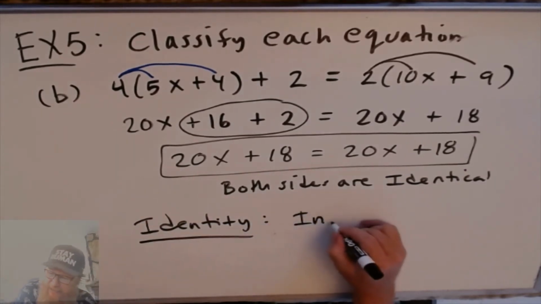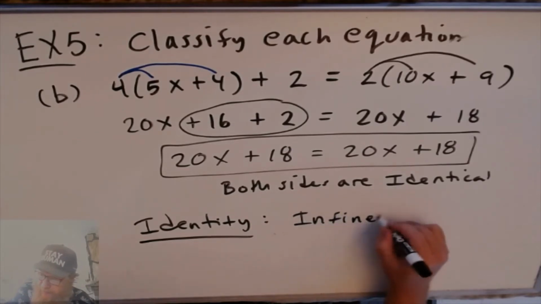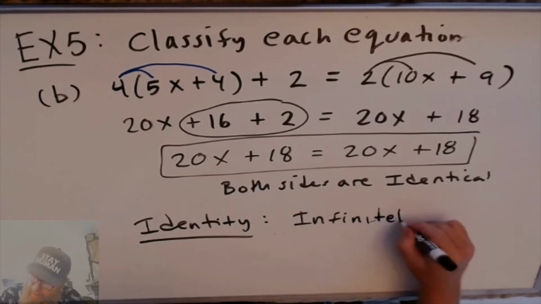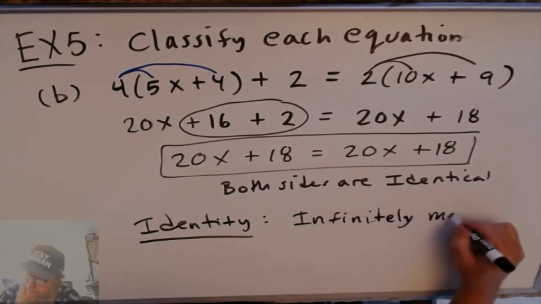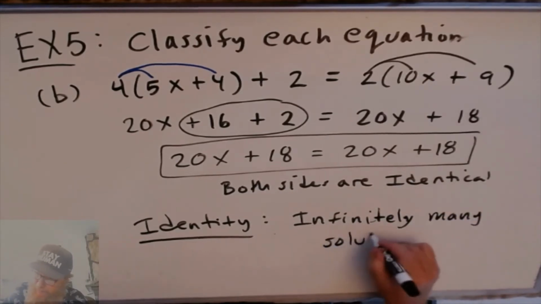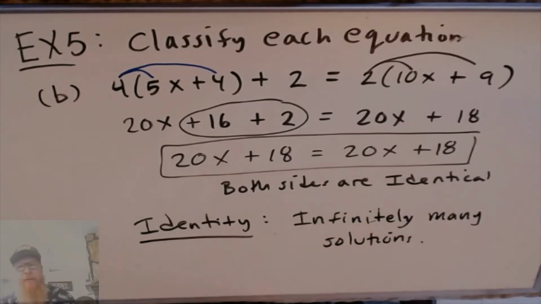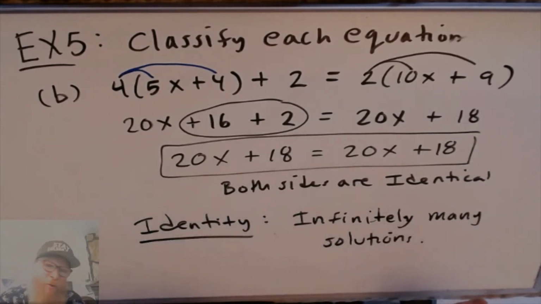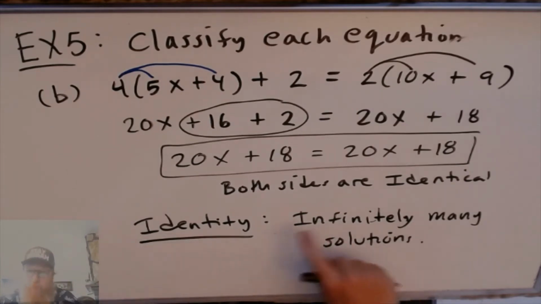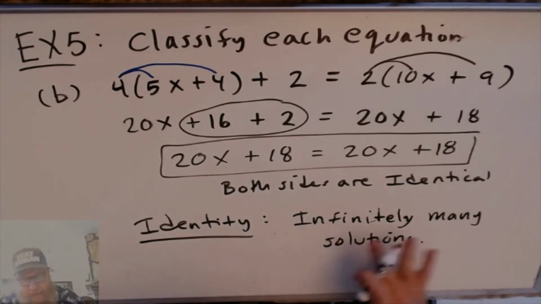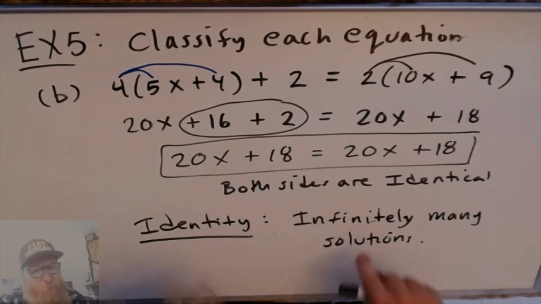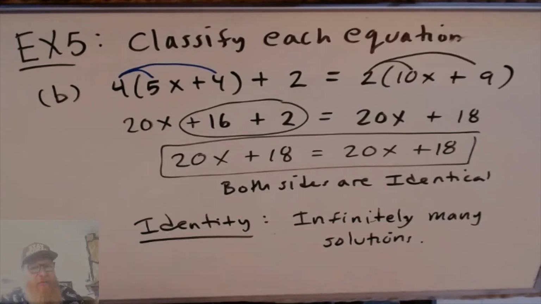An identity has infinitely many solutions. Infinitely many solutions. We're not using the infinity symbol yet, so I won't accept the symbol for infinity. I want you to actually write that in your notes. On the homework, it's multiple choice, so just choose the one that says infinity or infinitely many or something to that effect, okay?